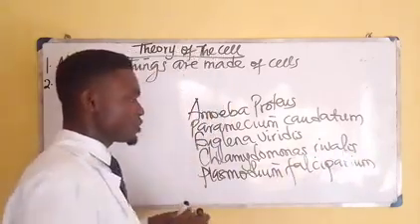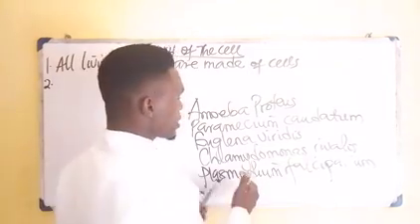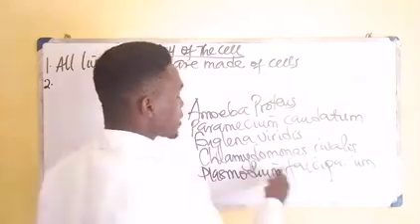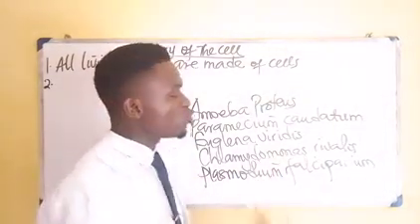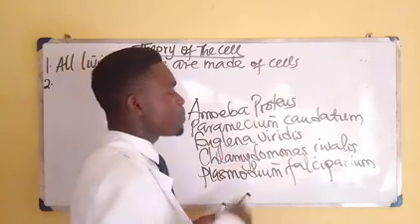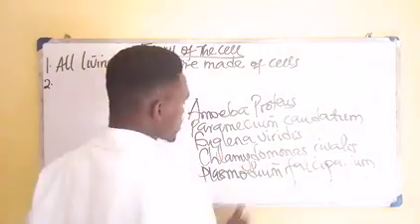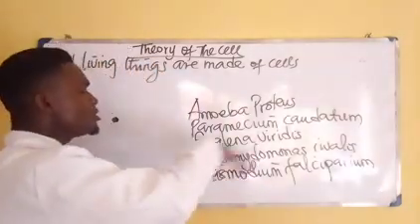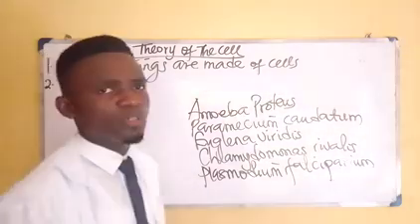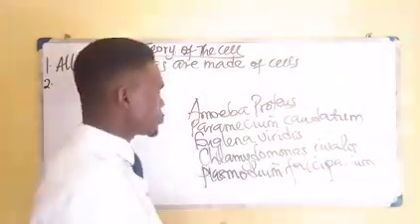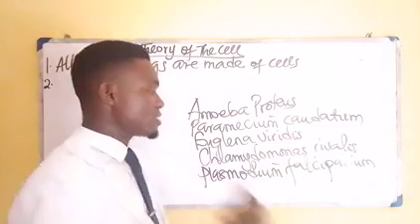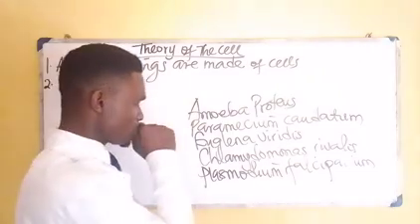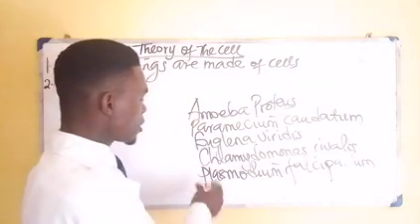You know, we have 3 species of Plasmodium: Plasmodium falciparum, Plasmodium vivax, and Plasmodium malariae. But the one that is most pathogenic is Plasmodium falciparum. So all of these are unicellular, even Trypanosoma species, the pathogen that causes sleeping sickness, trypanosomiasis.